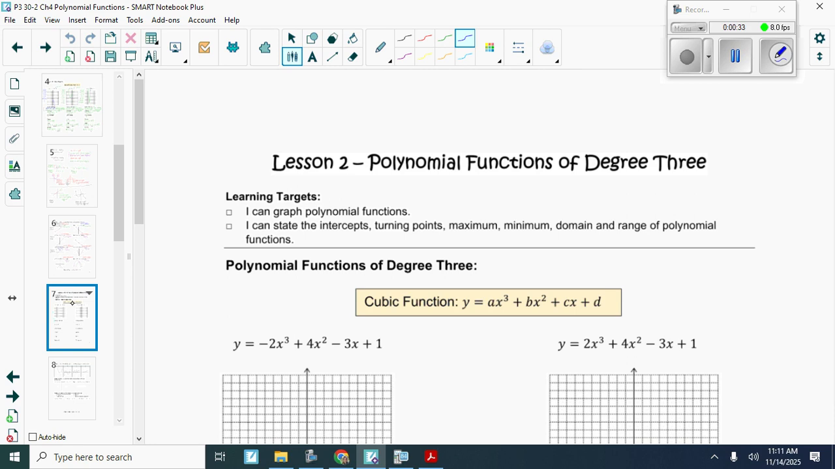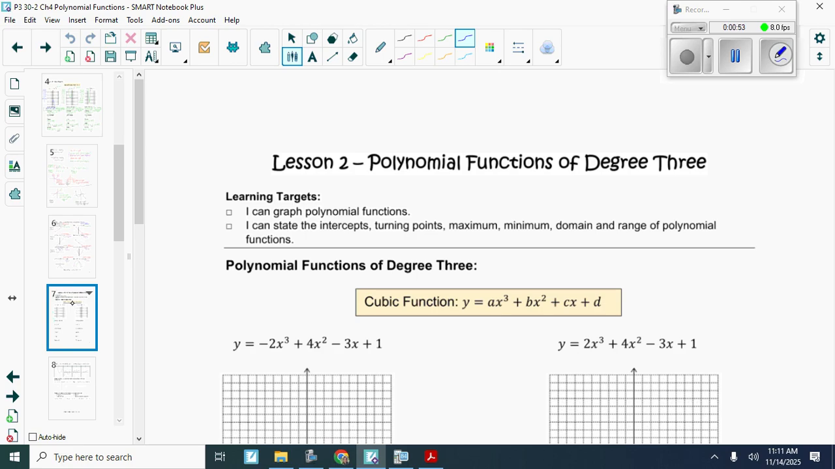Okay, yesterday we focused on degree 1, which was a linear function, and degree 2, which was our quadratic. So today we just wanted to separate them out a little bit. Today we're going to be talking about degree 3. Our degree 3 is called a cubic. We talked about that briefly.